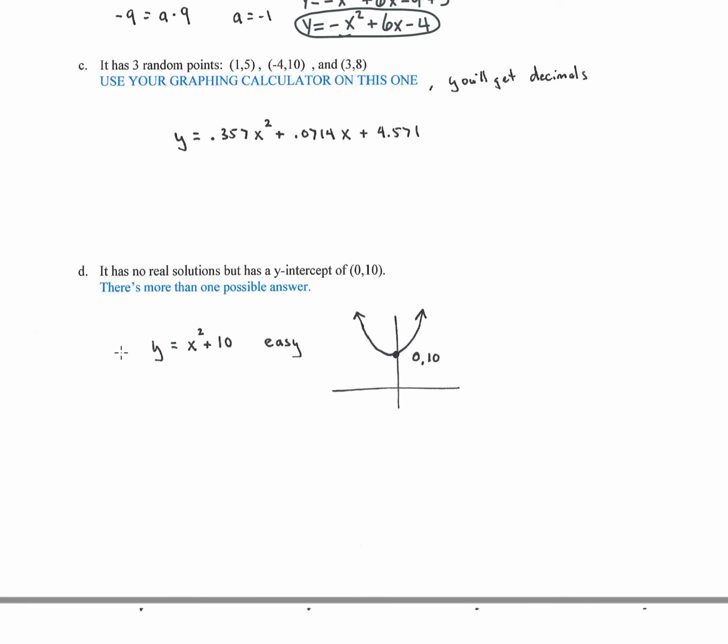This one is kind of fun. There's a whole bunch of different answers, but if you have no real solutions and a y-intercept of 10, that means you're a smile that has a y-intercept of 10, and you never go through the x-axis, which means you have no real solutions. You must have two imaginary.